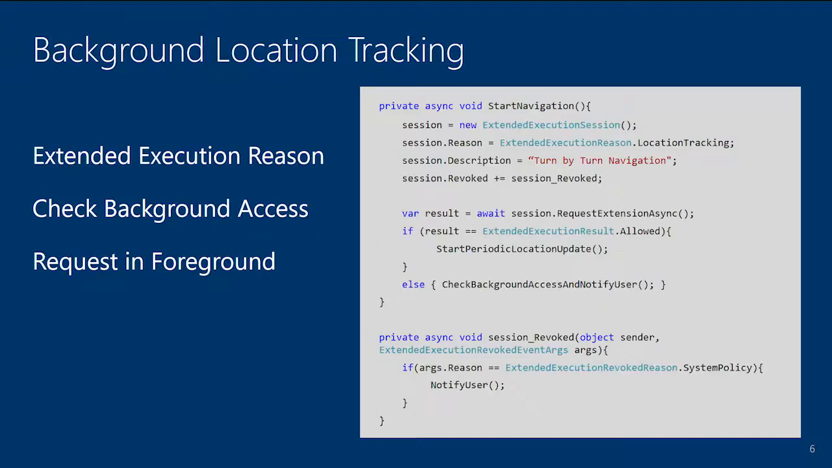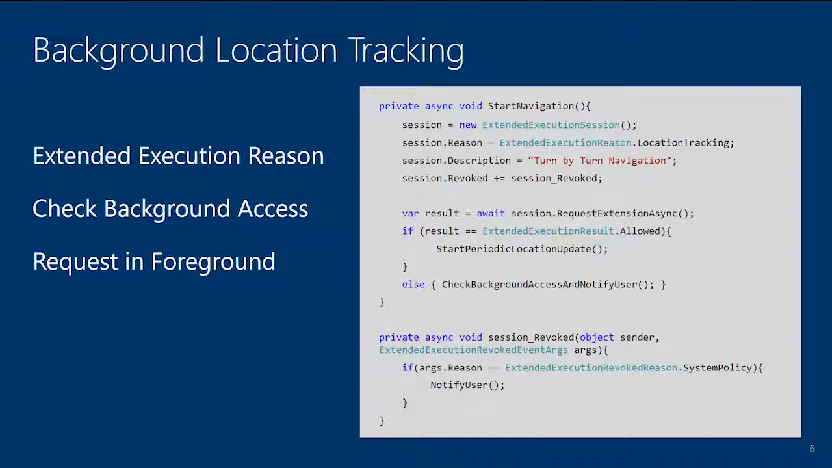Another scenario that users are constantly requesting and that we've made it easier for you to implement in the single process model is with background location tracking. This background location tracking is great for turn-by-turn navigation, for mapping type apps, or for fitness trackers. Now this is implemented using an extended execution session. And as you could see, you would use a location tracking extended execution reason with the extended execution session, and you would actually make a request for this.